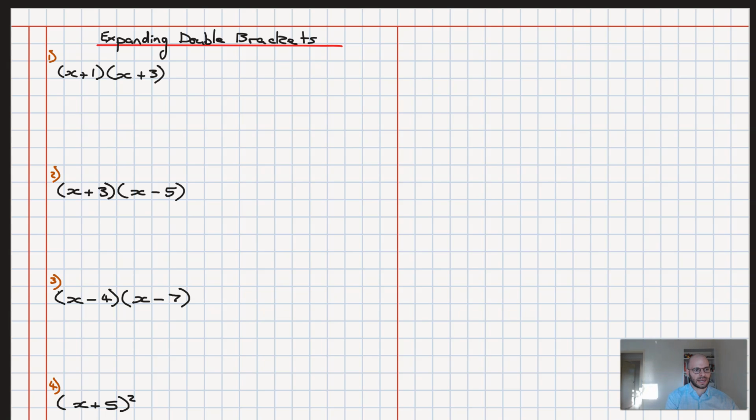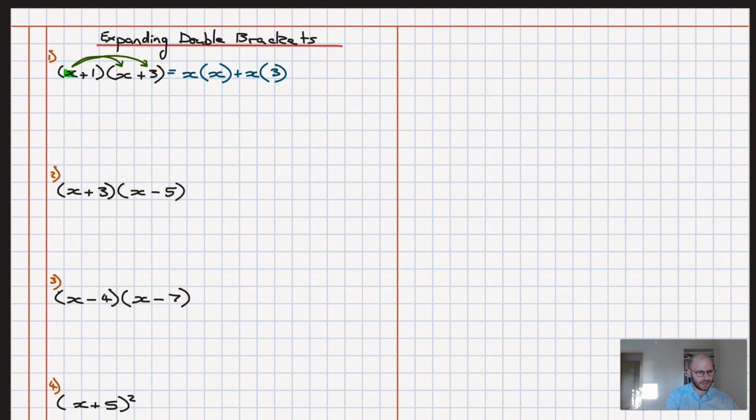Now, looking at our first term in our first bracket, we have this x. I'm going to get this x here and I'm going to multiply it with the x in the second bracket and then the 3 in the second bracket. And what that's going to give me is an expression that looks like this. So x times x, plus x times 3.